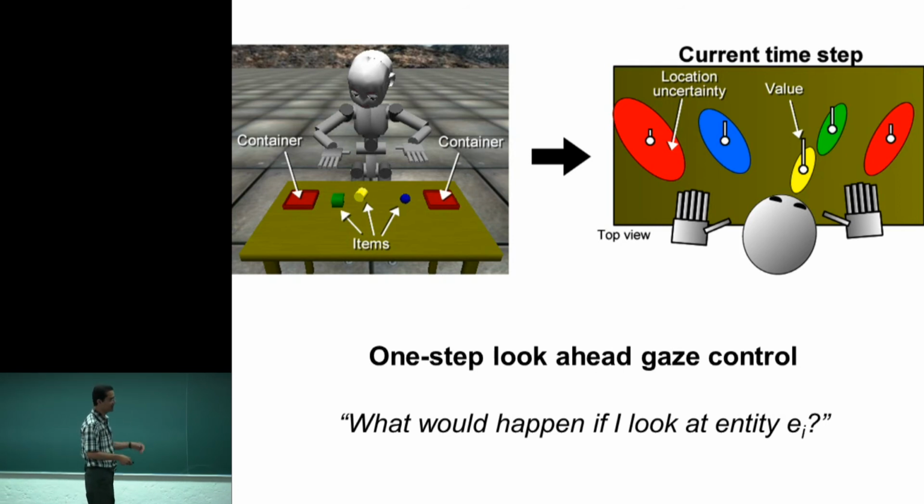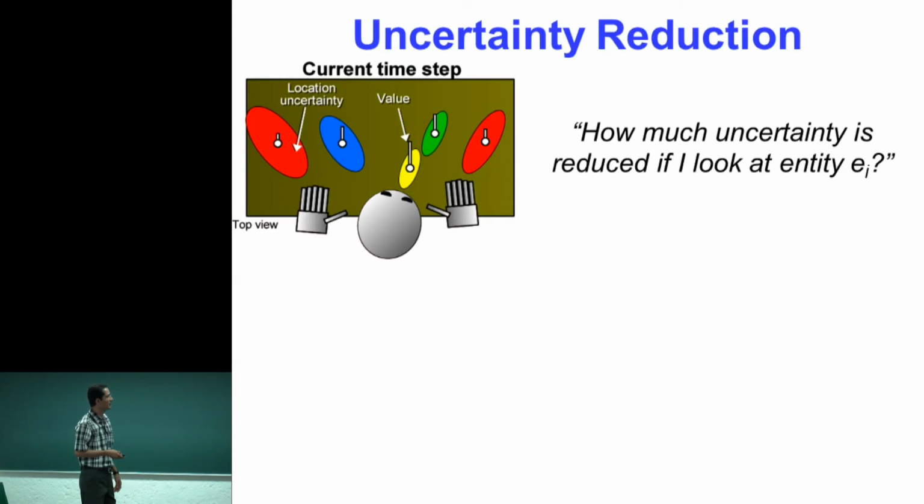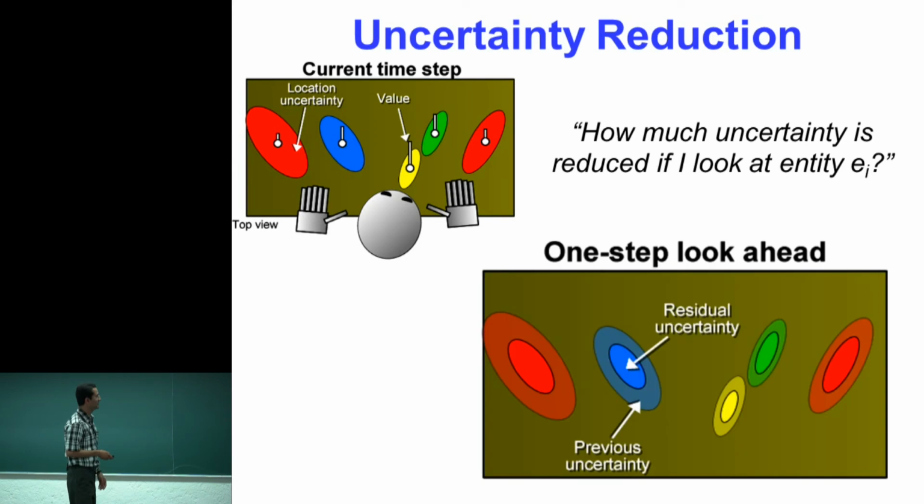If I see the robot doing something, but thinking ahead of what will happen if it looks at, for example, the container, right? So depending on the task, it's going to measure all this. The first model is to reduce uncertainty. The question the robot is asking is how much uncertainty is reduced if I look at entity EI, for example, the next time, right?